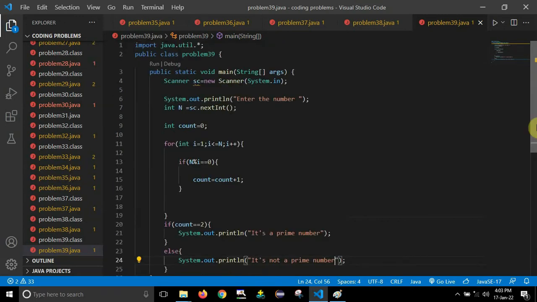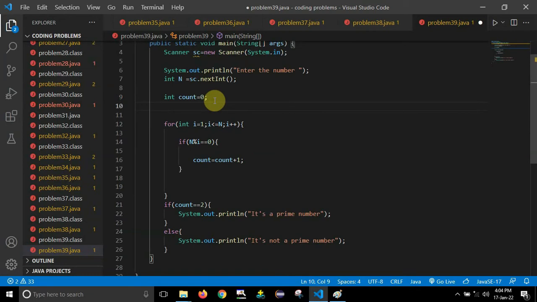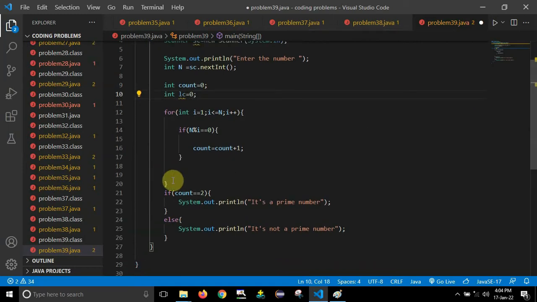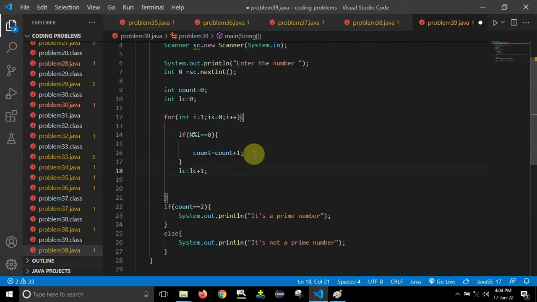And one more thing is that here you can see I'll just take another count here. Okay, so I'll just write it as LC equal to 0. That means loop count. How many times this for loop is running, I want to check, because as many times as this for loop will be running, my efficiency is going to reduce. So I don't want to reduce my efficiency. So what I'll do, I will just write here LC equal to LC plus 1.